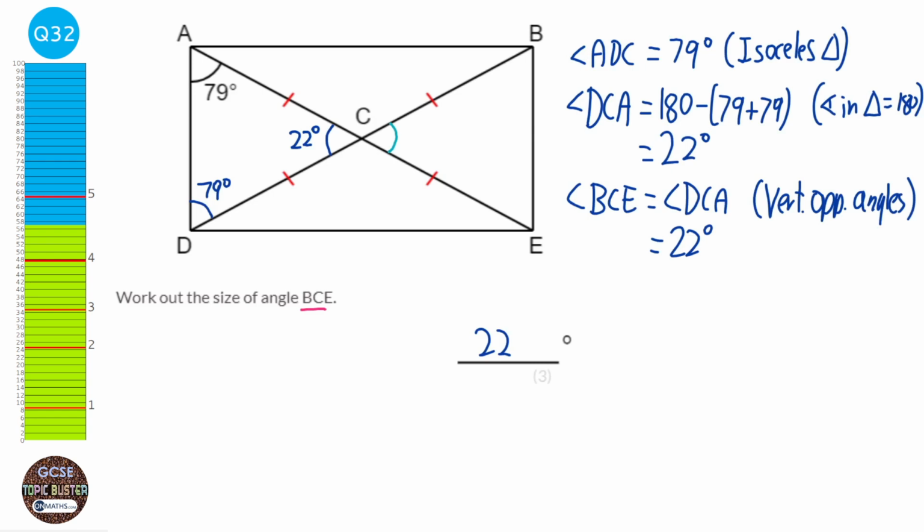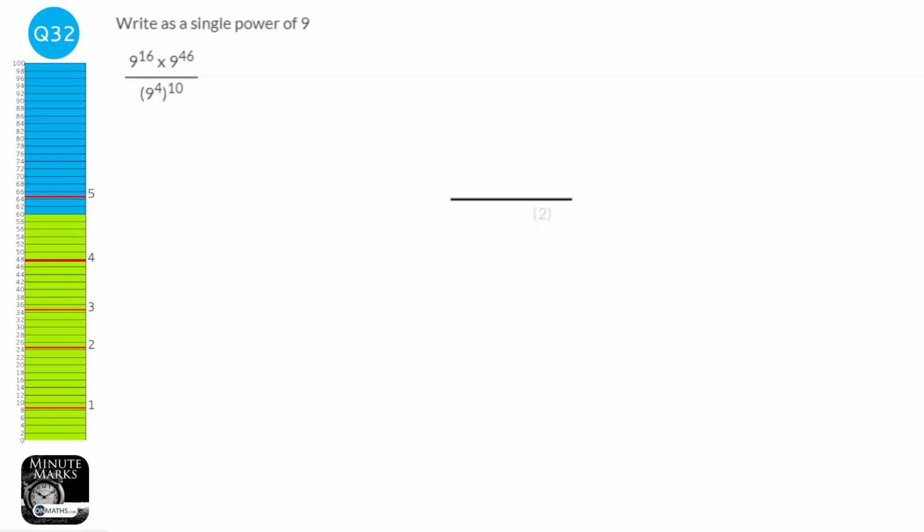We're going to start by looking at the numerator and the denominator separately. So looking at the numerator first, we've got 9 to the power of 16 times 9 to the power of 46. Now, when you have 2 powers of the same base, so they're both 9, base 9, but base is the big number, then what you can do is you can add the indices. So we're going to do 16 plus 46, which is 62. So it's 9 to the power of 62.